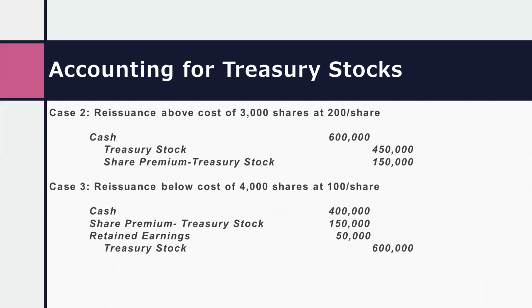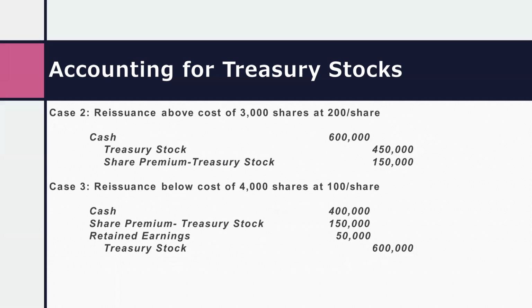We debit cash at 600,000. That's 3,000 times 200, so that's 600,000. Then we credit treasury stock at 450,000 at cost. Cost, that is 3,000 times 150. And then yung sobra, we credit it to share premium treasury stock na 150.